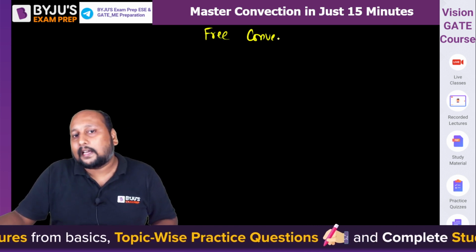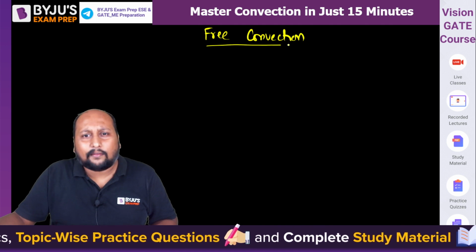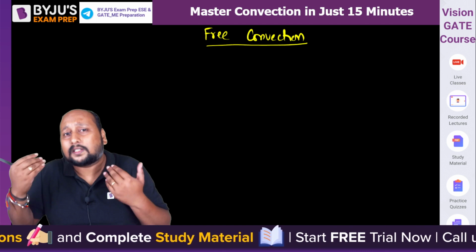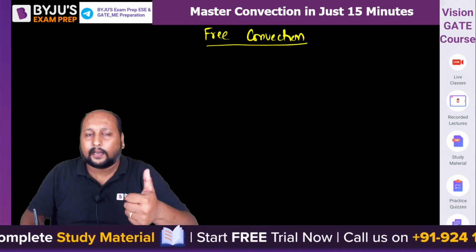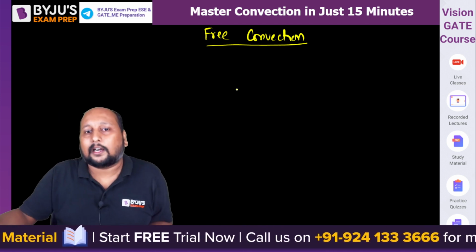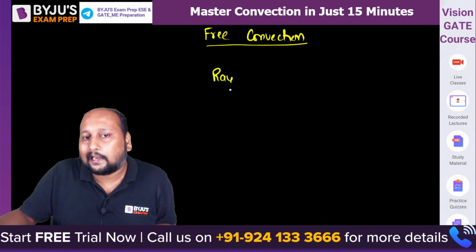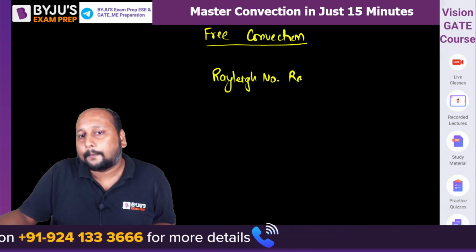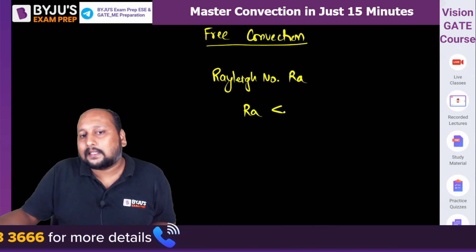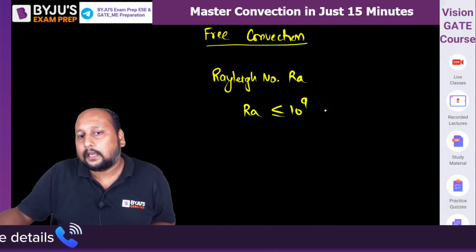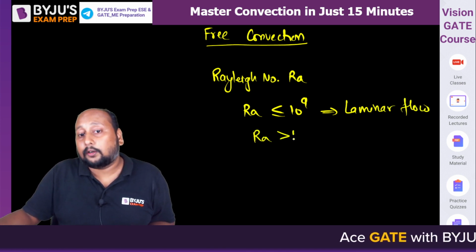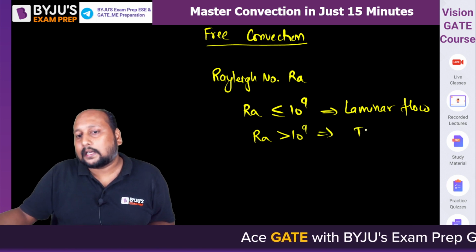If I talk about free convection, the velocity is not evident. Under this, there is a simple formulation because there is no Reynolds number, as velocity is not present. There is a Grashof number, right? And whenever we are dealing with the Grashof number, we are talking about a very interesting number, which we call the Rayleigh number, Ra. If the Rayleigh number is less than or equal to 10 to the power 9, that gives you the concept of laminar flow. If the Rayleigh number is greater than 10 to the power 9, that gives you the concept of turbulent flow.